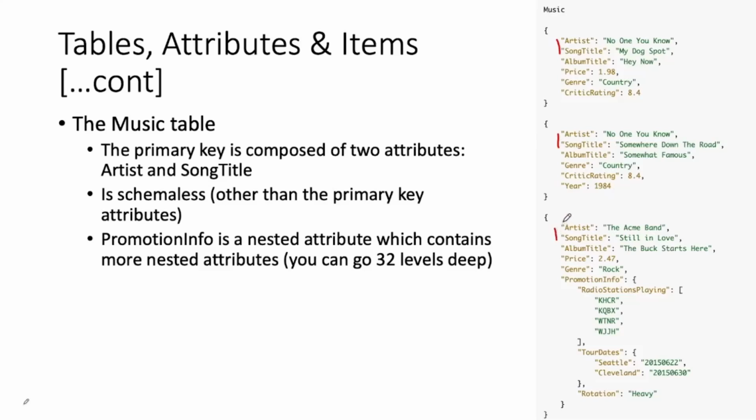Other than that, once again, it's schemaless. So you're seeing year is in item number 2, but it's not there in item number 1 and not there in item number 3 as well. And then you're also seeing promotion info, which is a complex type, and within promotion info it has nested attributes, so a complex type within a complex type. DynamoDB supports nested attributes up to 32 levels deep, which is quite a lot and serves most use cases, and hopefully you don't need to go to this level of depth in terms of nested attributes.